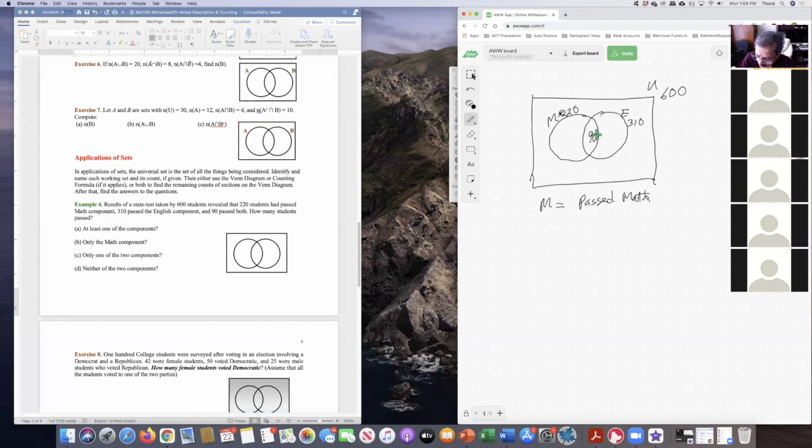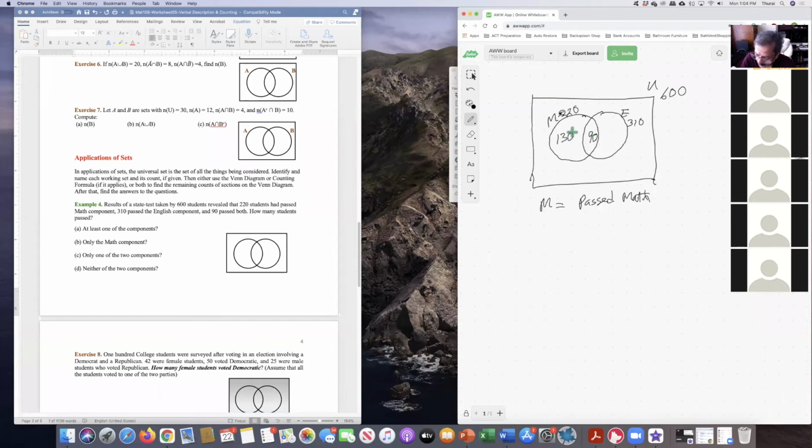Can we figure out the left side of the M? How do I do that? 220 minus 90. That's right. 220 includes the 90. So if I subtract the 90 from 220, that'll give me the left side of M. So that's 130.